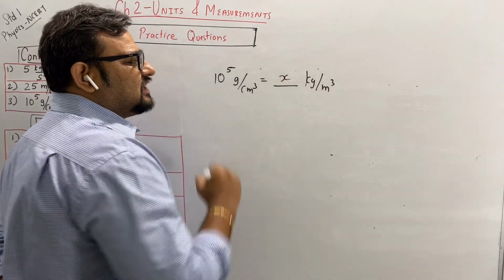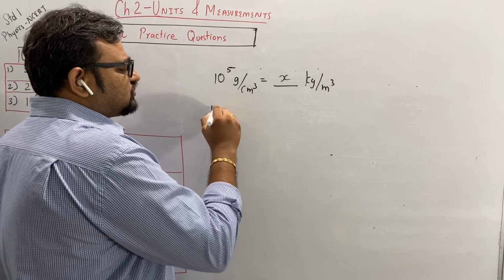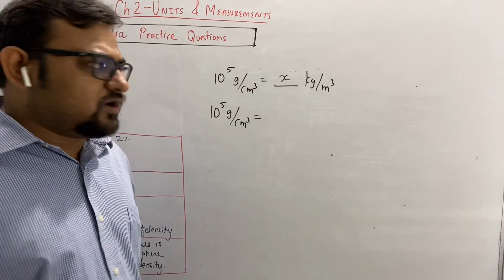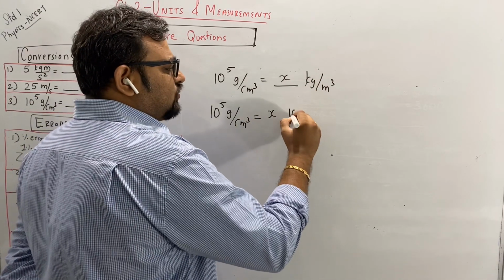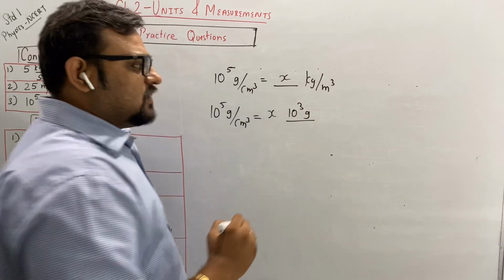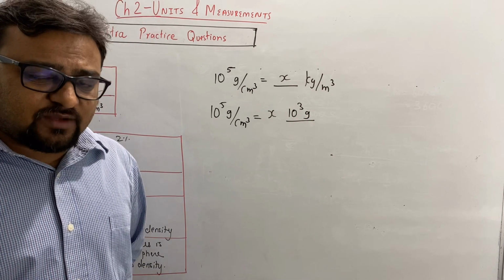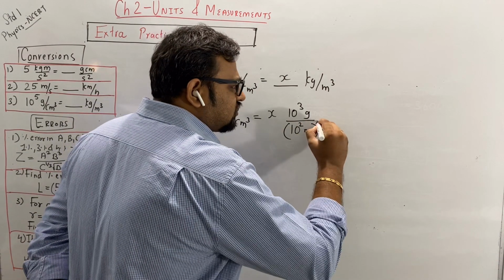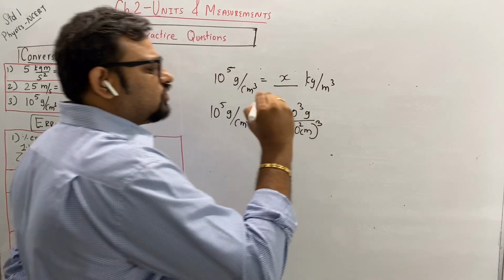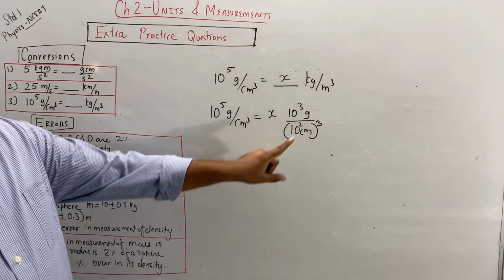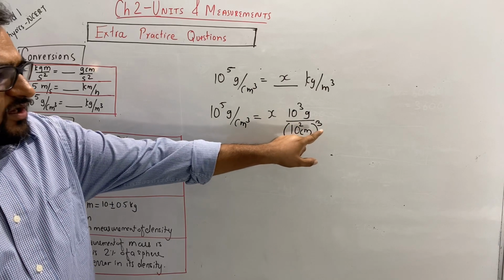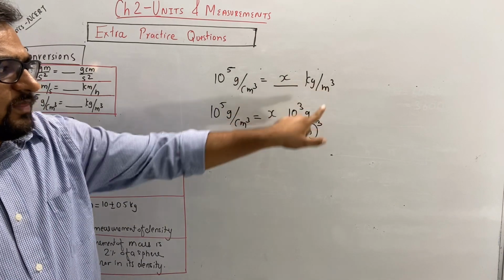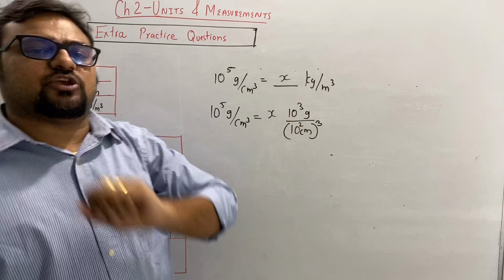Let's take this as x. So 10 raised to 5 gram per centimeter cube is equal to x. 1 kg is equal to 10 raised to 3 gram. 1 meter is equal to 100 centimeter, which means 10 raised to 2 centimeter, whole cube. Remember, 10 raised to 2 centimeter whole cube. You have to use this. If it is meter cube, then you have to take the complete unit in cube.